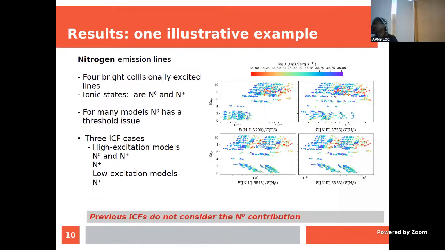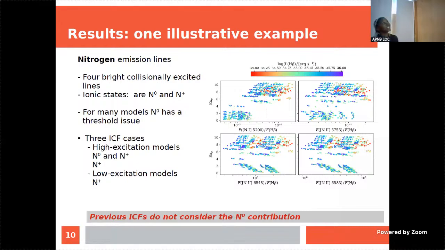Then I want to talk about one of the cases, because there are many, and I cannot talk about all of them in 40 minutes. So I use nitrogen as an illustrative case. What you do here is take the 4 bright lines that are collisionally excited in the optical, and then you get the ionic abundance for these 2 fractions. It's important to look at these are the 4 lines we are talking about.